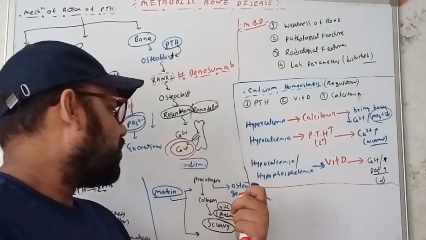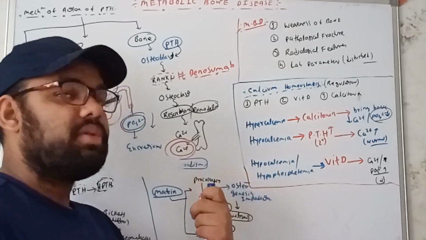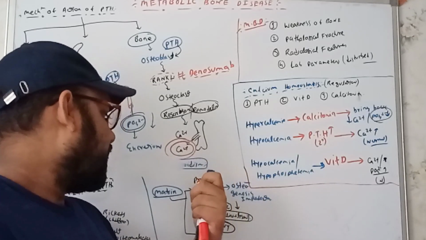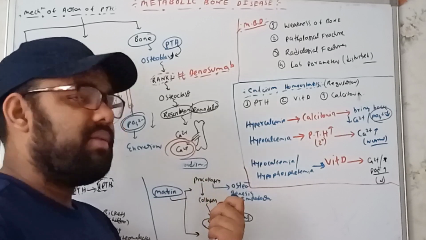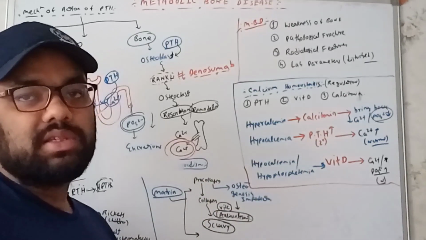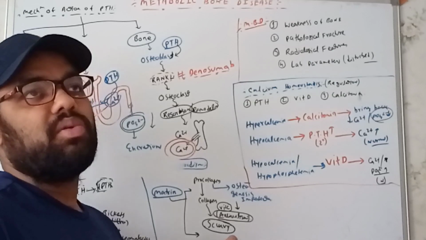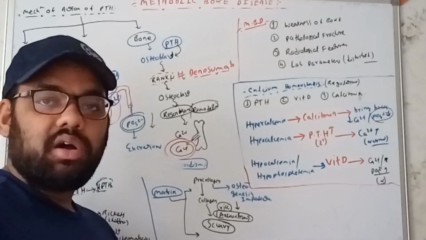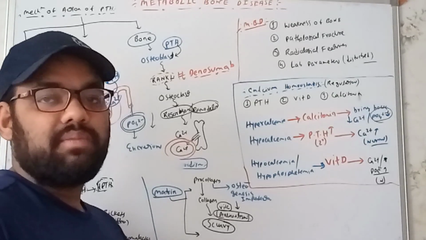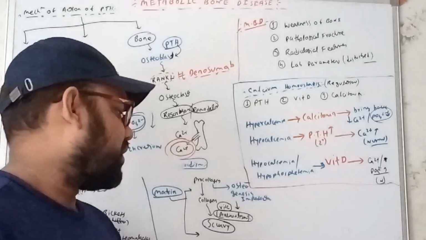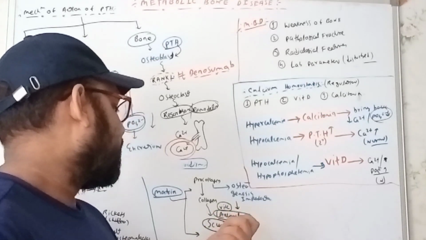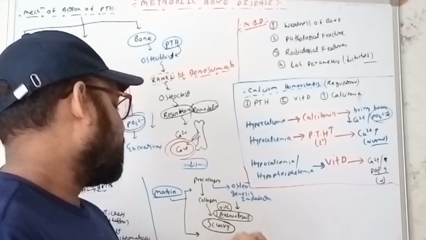For example, if the procollagen is synthesized, okay, no problem. But whenever it is converted into mature collagen, at that time, if we see a deficiency of vitamin C, there will not be hydroxylation of the two amino acids. That is very important for the maturation of the collagen. Those are proline and lysine. So ultimately, we'll get to see scurvy.